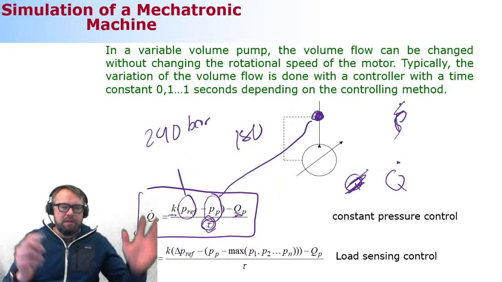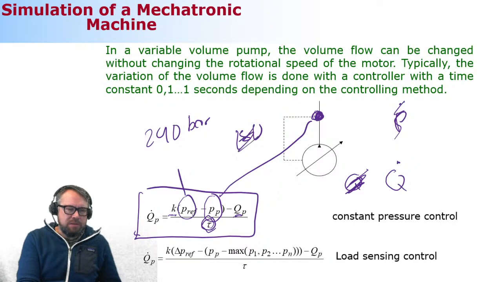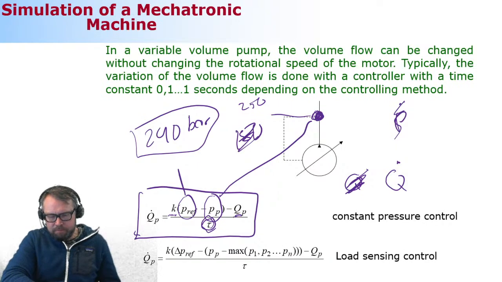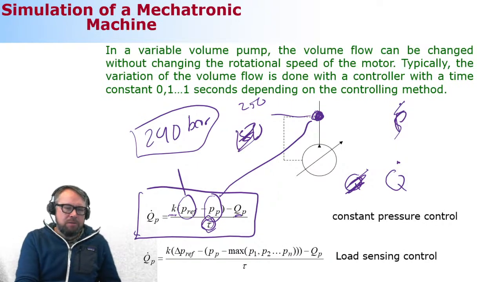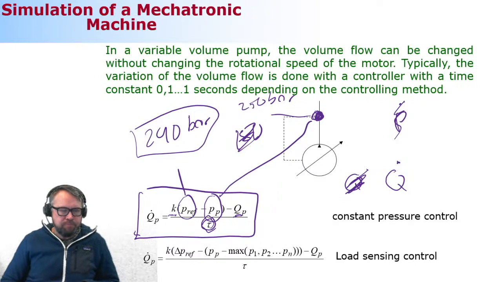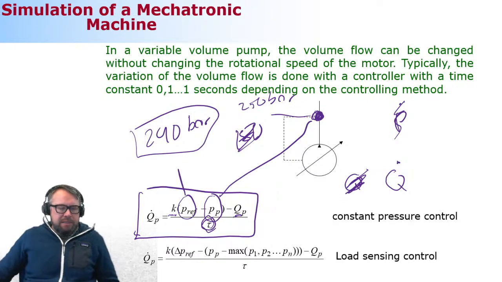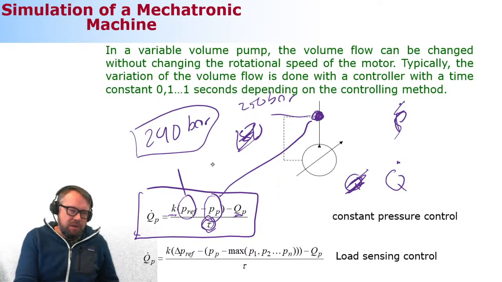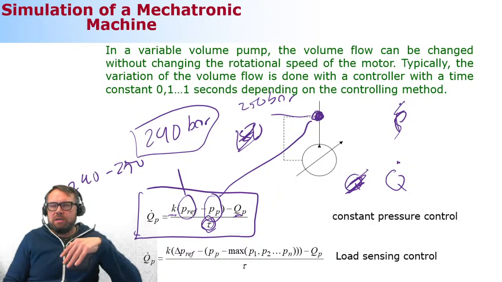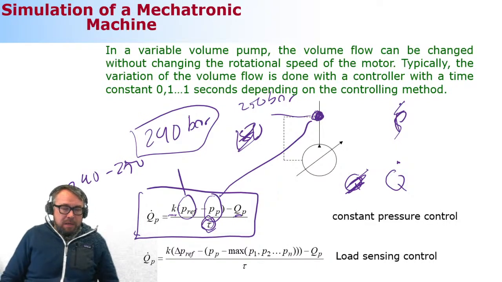Now let's say in another scenario, the set pressure is all the time the same, 240 bars, but the pressure that is measured here is, for some reason, let's say 250 bars. In that case, you look at this, so it's going to be 240 minus 250, which is going to be a negative value. So then the flow rate is going to be decreasing. That's how it's going to go in that particular scenario.